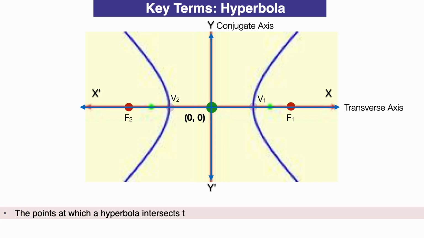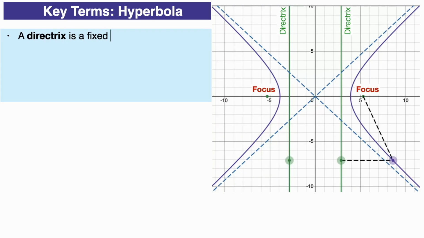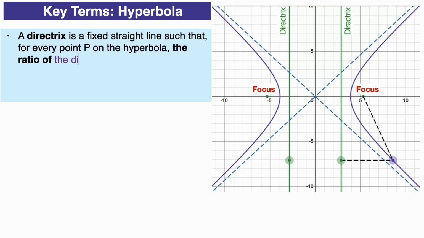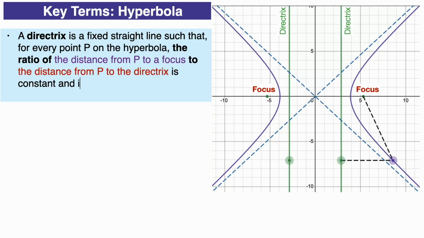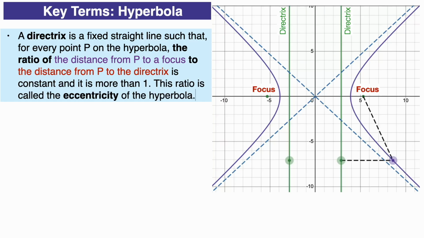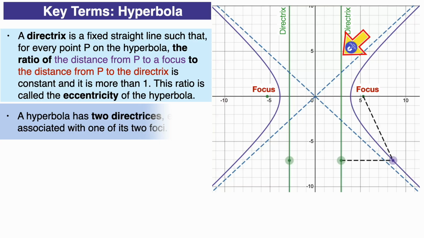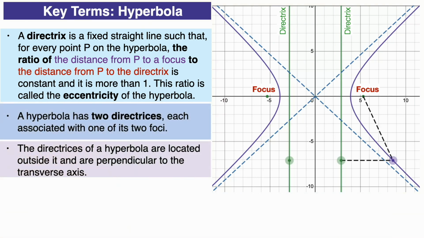The points at which a hyperbola intersects the transverse axis are called the vertices of the hyperbola. A directrix is a fixed line such that for every point P on the hyperbola, the ratio of the distance from P to the focus to the distance from P to the directrix is constant and always more than 1. This ratio is called the eccentricity of the hyperbola. A hyperbola has two directrices, each associated with one of its two foci. The directrices of a hyperbola are located outside it and are perpendicular to the transverse axis.